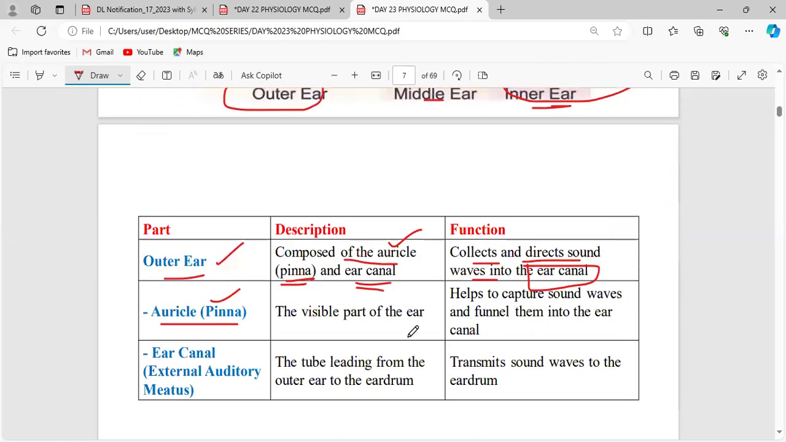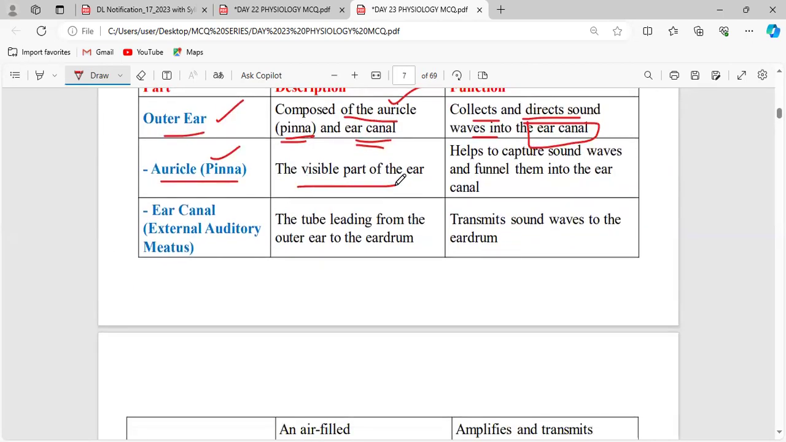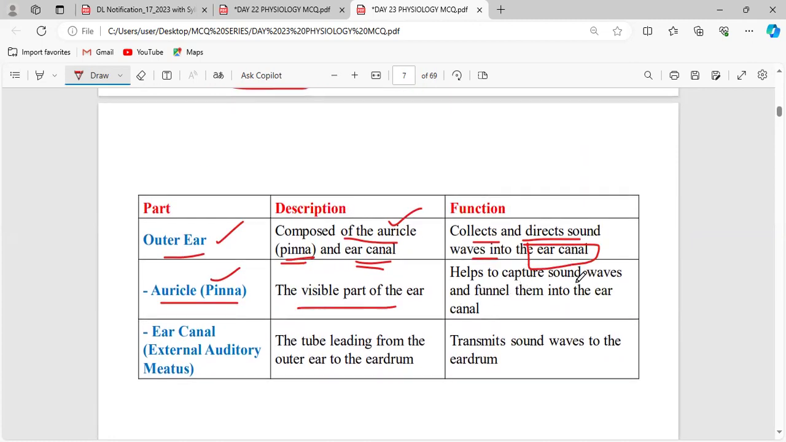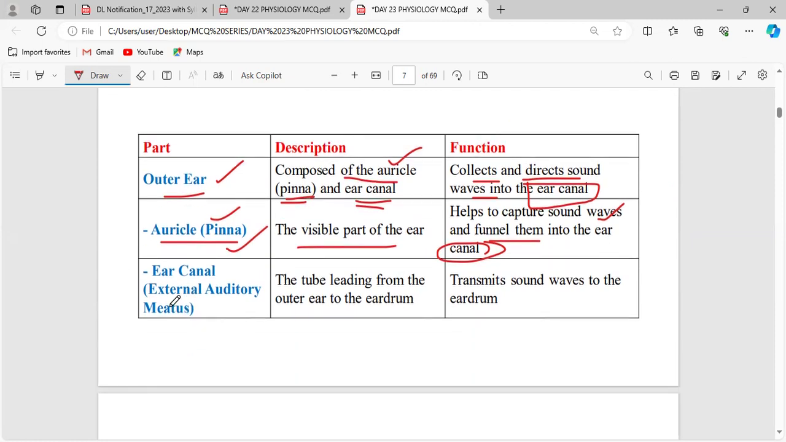Now, the visible part of the ear. If you see someone, the visible part will be the pinna. It helps to capture the sound waves and funnel them into the ear canal. So the function performed by the pinna is getting the sound waves, and that has to be transferred to the ear canal. And the ear canal is the external auditory meatus.